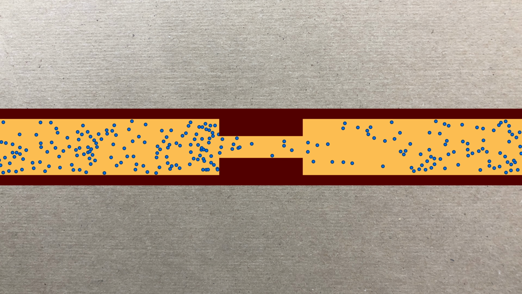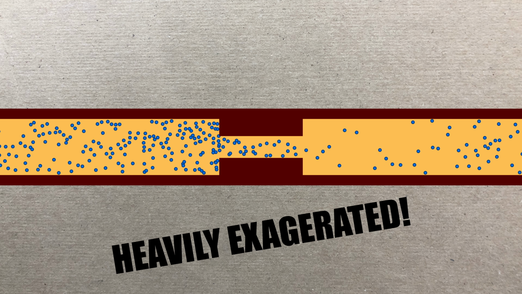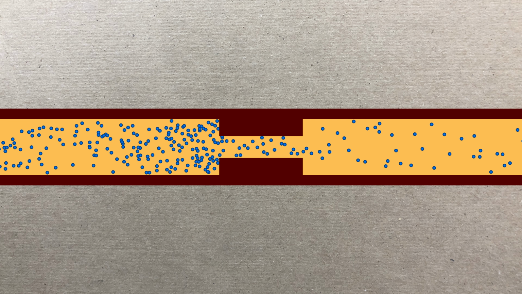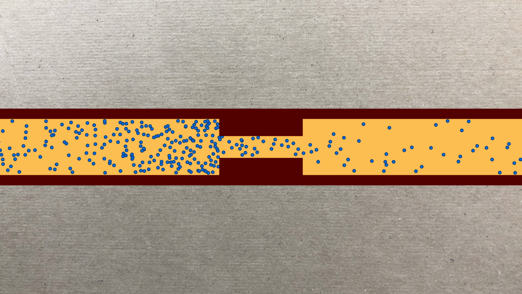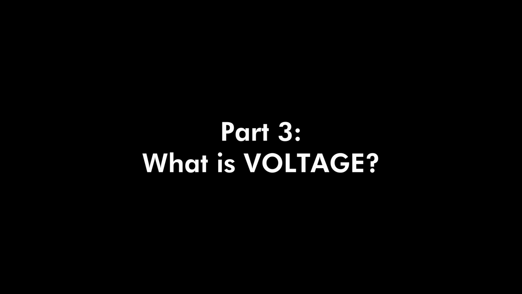When we see electrons move into one end of a wire and we see less concentrated electrons move out the other end of the wire, then something in between must have slowed them down. And that thing is termed resistance.